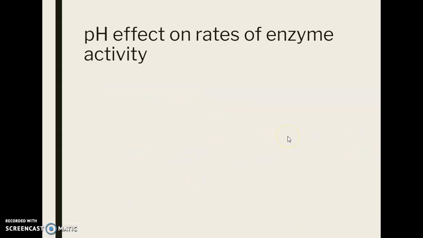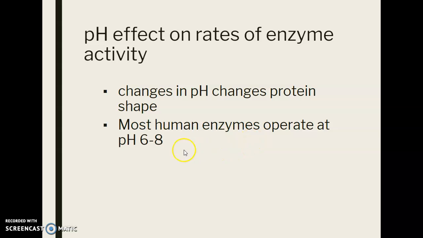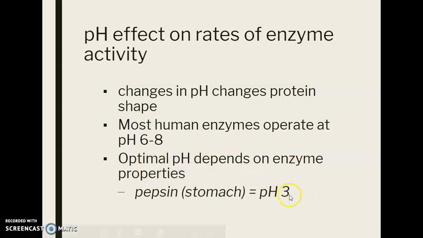How does pH affect it? Well, the change in pH can also change the protein shape. Most human enzymes operate between 6 and 8 on the pH scale, which is neutral. 6 is a little acidic, 8 is a little bit basic. Depending on the enzyme, it depends on what our optimal pH is.